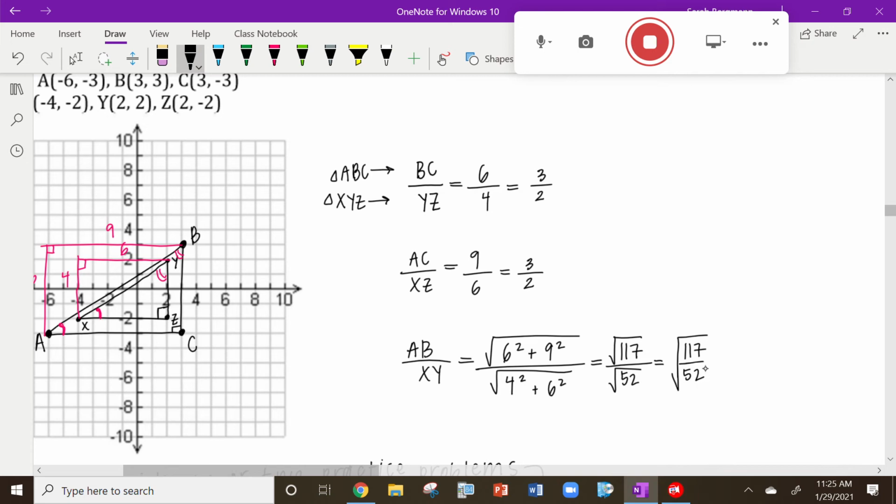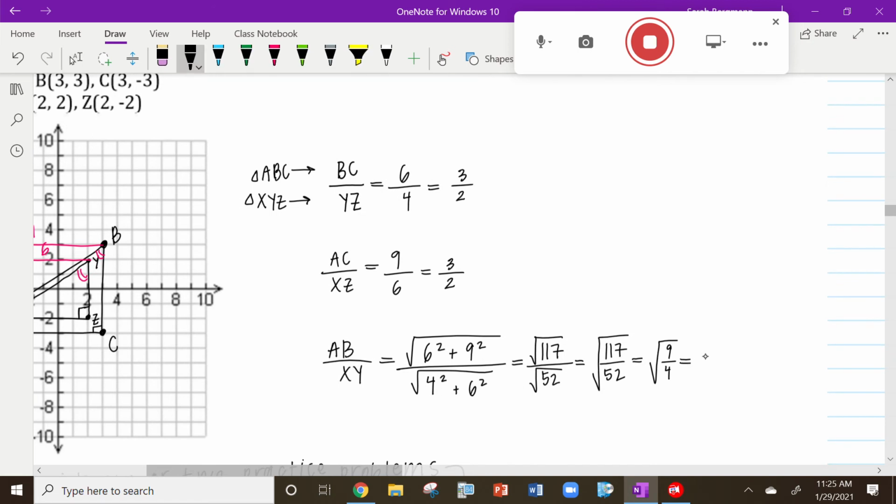Now we can reduce 117 divided by 52. That is what I would type into my calculator to check how this reduces, and then change it to a fraction. This reduces to 9/4. Now I know the square root of 9 is 3 and the square root of 4 is 2. I can break it back down into two separate square roots to make it easier. And I get 3/2. This proportion matches for all three corresponding sides.